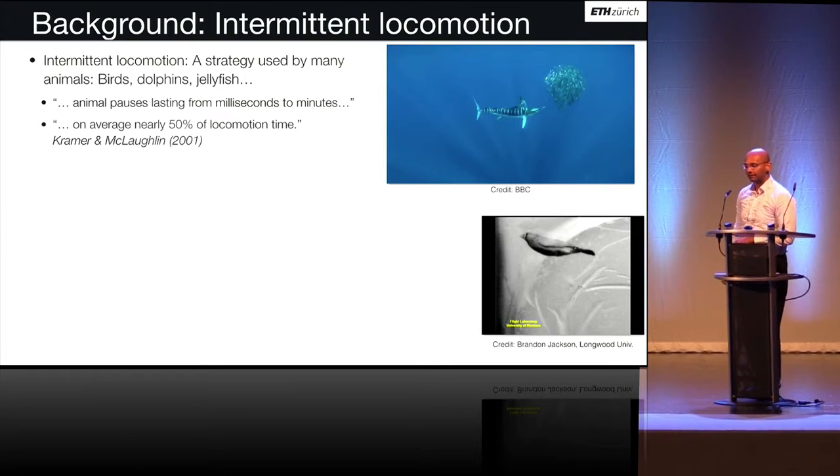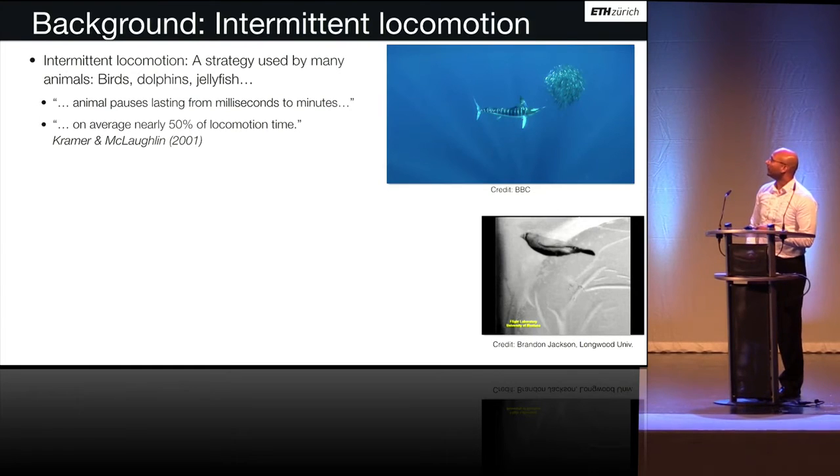So when I say intermittent locomotion, what exactly do I mean? You've probably observed this in animals. They never move continuously for a very long time. They often will move for a bit, then rest for a few seconds, then keep moving again. And depending on the species of the animal, these pauses can last from a few milliseconds to minutes. And people have noticed that about half of the total locomotion time is spent in this sort of intermittent manner.